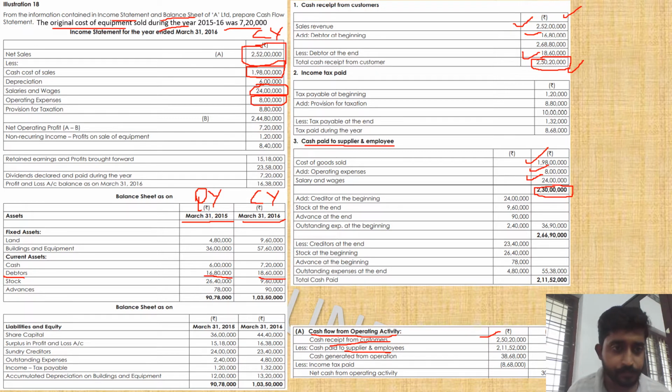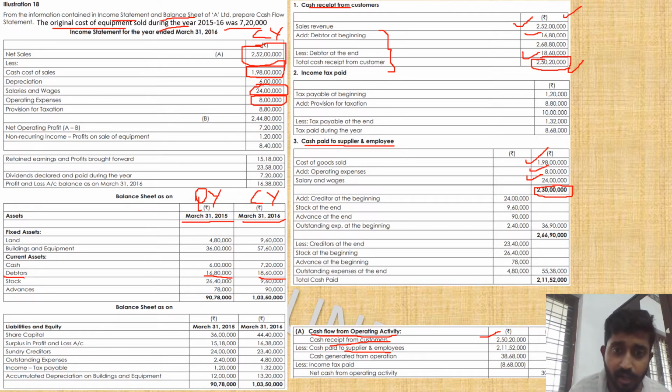Now we will see what the creditor is. The supplier data we have taken, and cost of goods sold will have the material which is bought from the supplier also. So we have to do the adjustment for the creditor. In the same way that for cash receipt from customer we did the adjustment for debtors, for COGS we have to do the adjustment for the creditors.